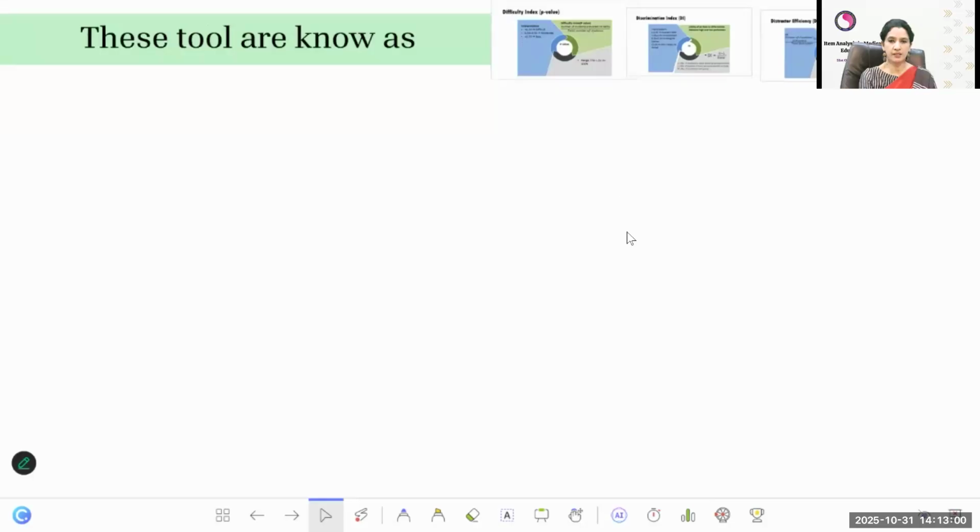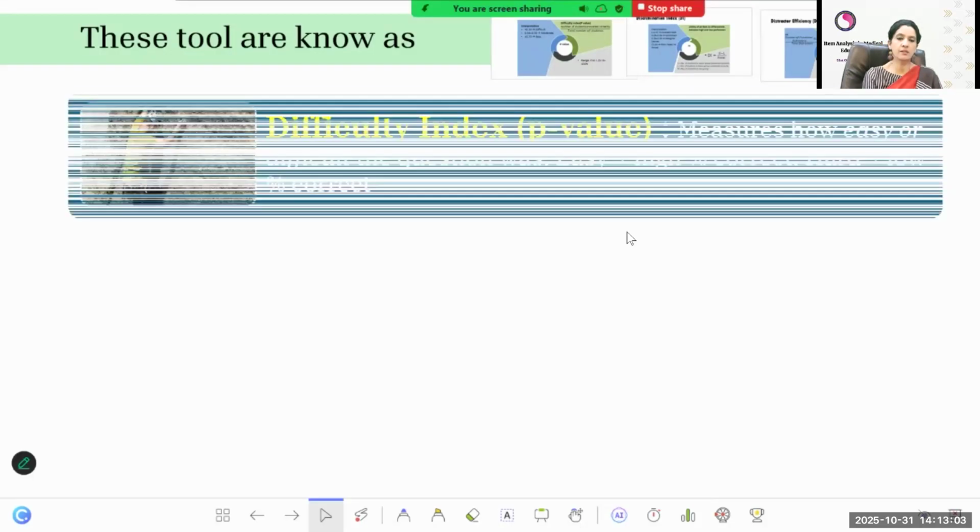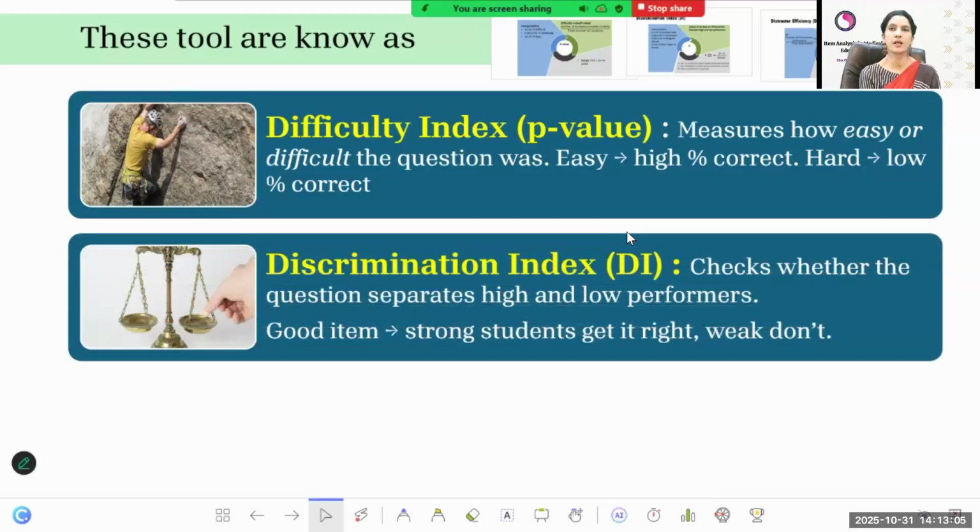Now coming to the second index, which is the discrimination index. So what is this discrimination index? Basically it differentiates between a student who is well prepared and a student who is ill prepared. It checks whether that item or question can separate the high and low performer. So for a good item, a strong student will get it right, whereas a weak student will often go for the distractor and will not choose the correct answer or the key.